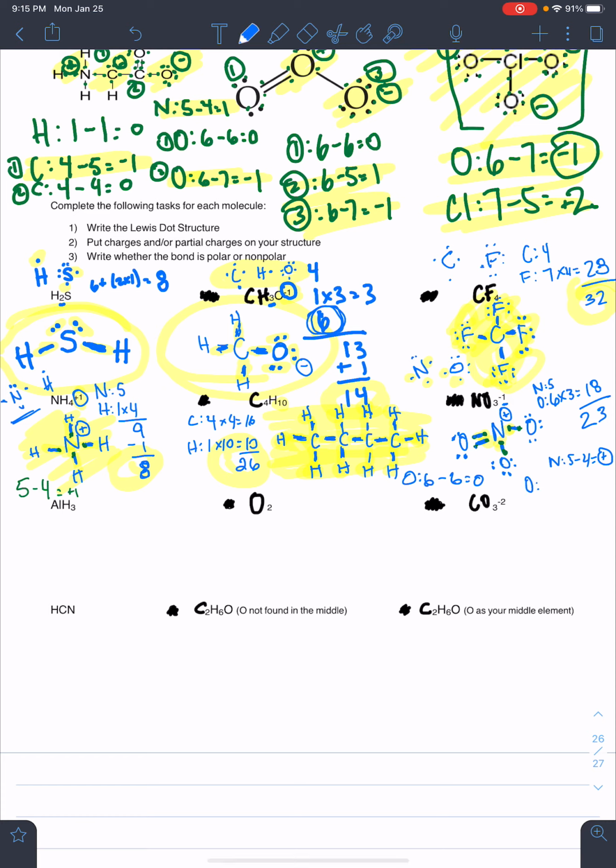So those oxygens, they normally want 6. If we count up how many they have, they have 1, they have 1, 2, 3, 4, 5, 6, 7. This one also, 1, 2, 3, 4, 5, 6, 7. So they have 6 minus 7, so that's -1. So both these oxygens have a negative charge on it. Alright, so that's how you do that one.